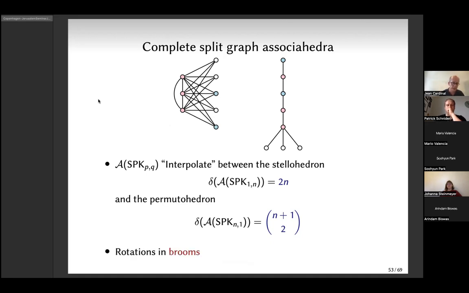And so this is the combinatorics of rotation in brooms. Why is it easier to compute those diameters? Because those graphs don't have long induced paths. So we don't have the combinatorics of paths and the more complicated combinatorics of the original associahedron, right? They're cographs. They don't have paths of length greater than 3, essentially.